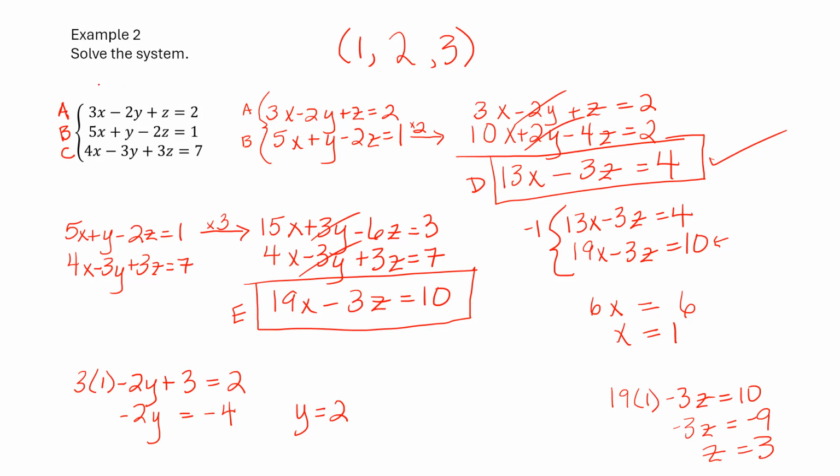I can go back into the original equations and check those values. So for equation A, I plug in 1, 2, 3. I'm going to get 3 minus 4 plus 3 is supposed to equal 2. 3 minus 4 is negative 1, plus 3 is 2. That works. If I look at equation B and put in 1, 2, 3, I get 5 plus 2 minus 6, and that is 1. That's true. For equation C, I'll put in 1, 2, 3.